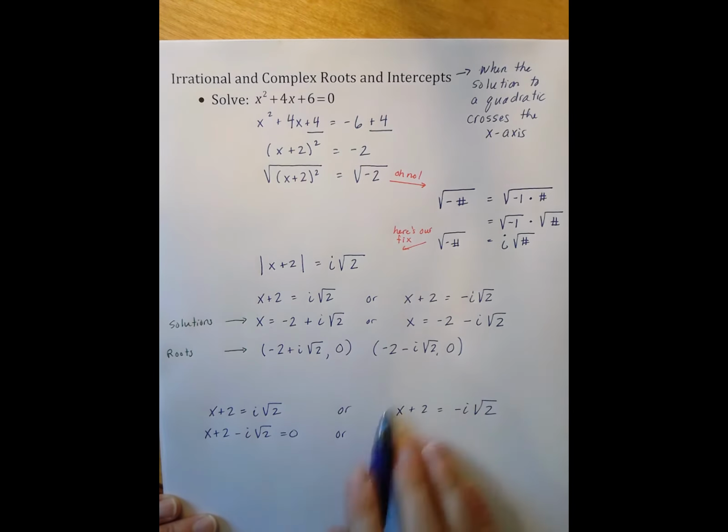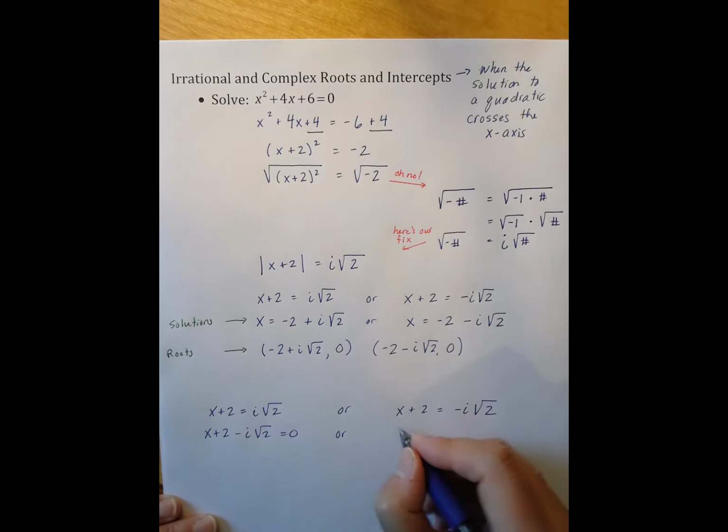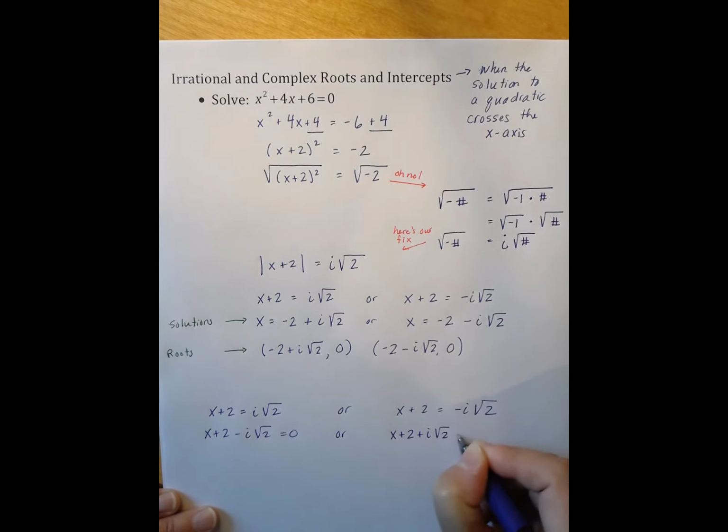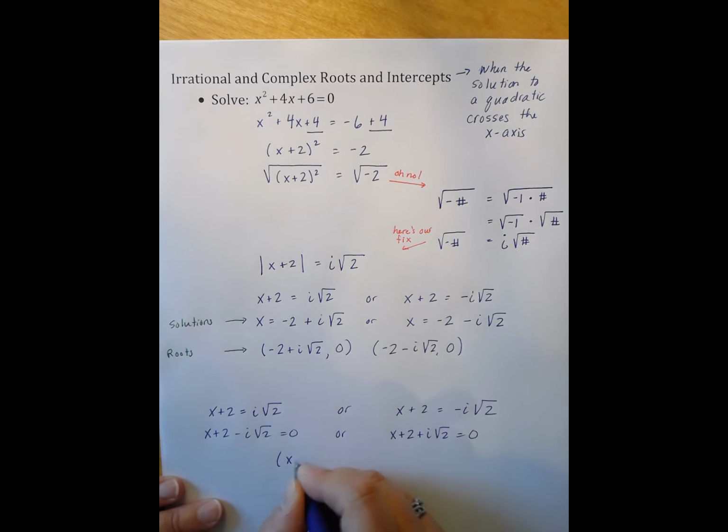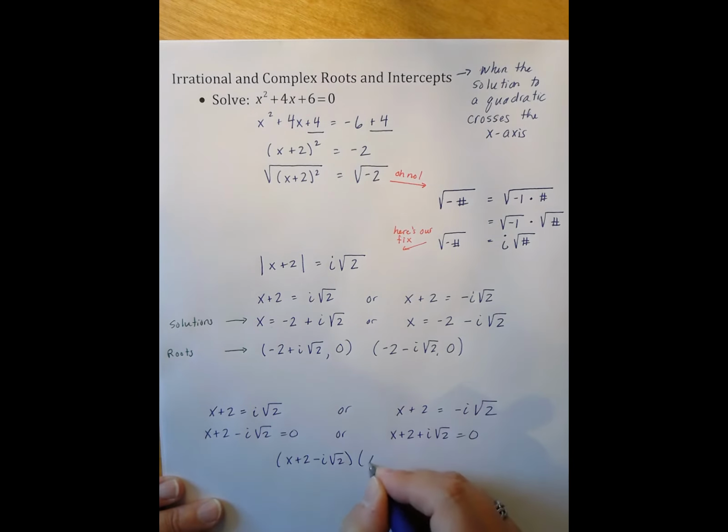How do I get this piece to equal 0? I add i root 2 to both sides. Now I have two things that equal 0. And we know that if I'm looking for the roots, the intercepts, the solutions, I want an equation where those two things that could possibly equal 0 are being multiplied. And when I multiply them, they equal 0.